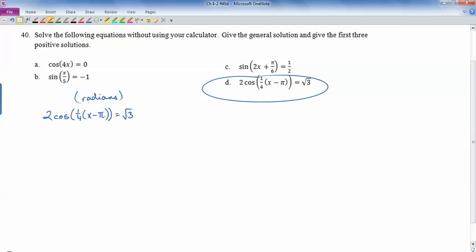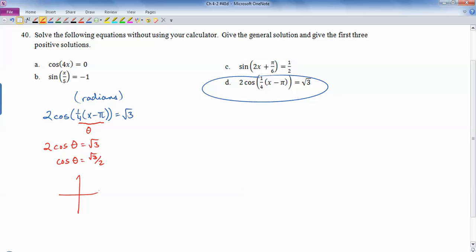So one of the things I'm going to do first, I'm going to just refer to this thing on the inside as theta, just to make it a little bit simpler. So 2 cos theta equals root 3. If I divide by 2, cos theta is going to be root 3 over 2. And since it's a regular trig problem, that should have infinite solutions.